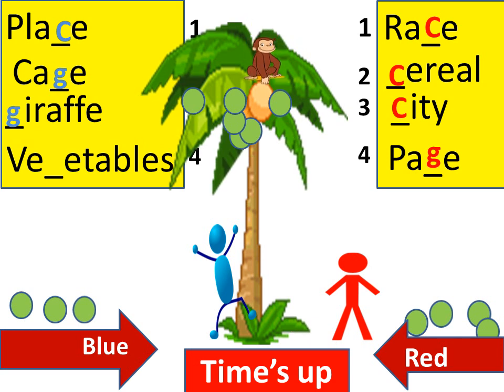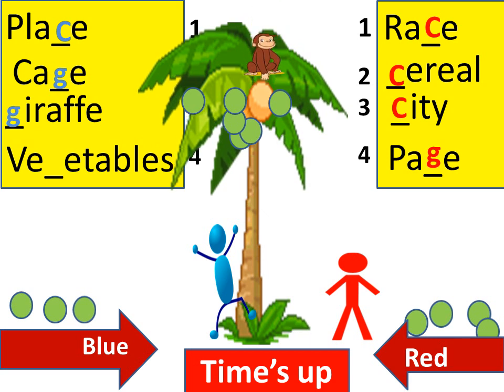Number 1, race. Number 2, cereal. Number 3, city. Number 4, beach. Now today Red finished this part really well. So today he wins this game. Now bravo! Give him a big round of applause.